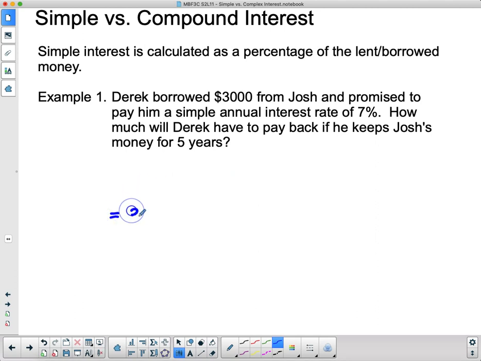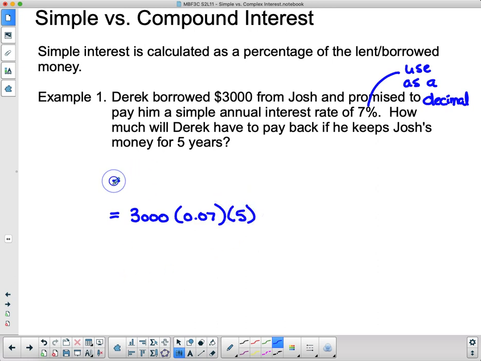So he borrowed $3,000 and he owes 7% of that. To find 7% of that, we multiply it by 0.07. Remember that you have to use it as a decimal. And that's for 1 year. So he gets the same thing every year, so we just have to multiply that again by 5 years.